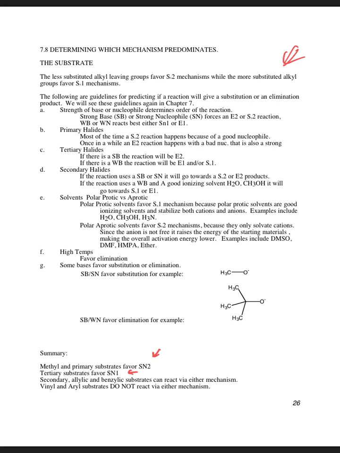And vinyl and aryl substrates, vinyl would be a double bond with a leaving group, and an aryl is an aromatic ring with a leaving group on it. Those do not react via this mechanism, period. Either one, because we can't form the cation and we can't do the direct displacement.